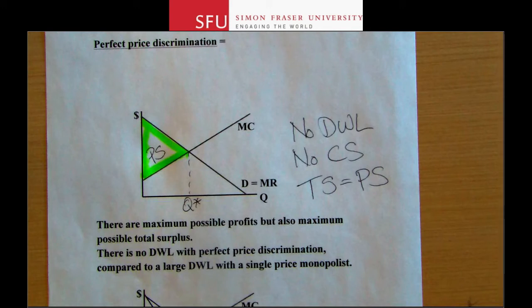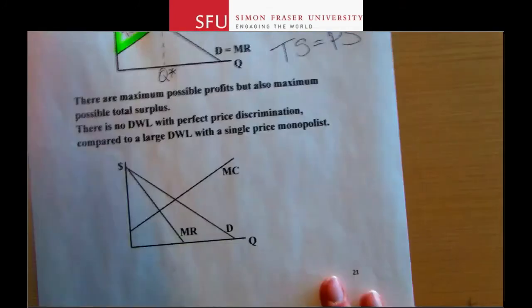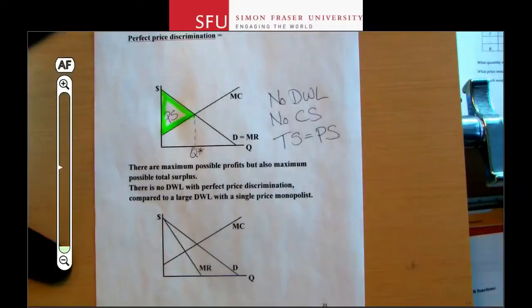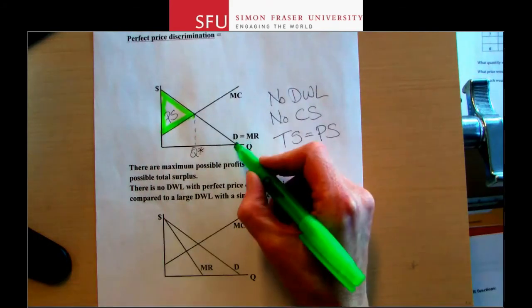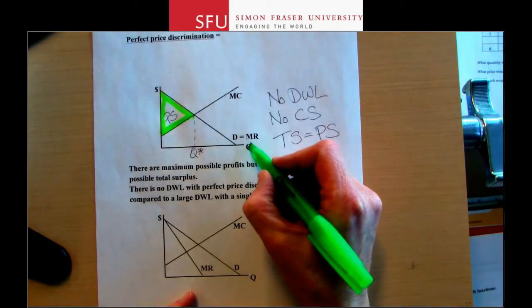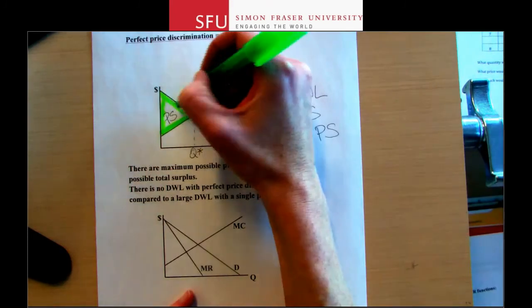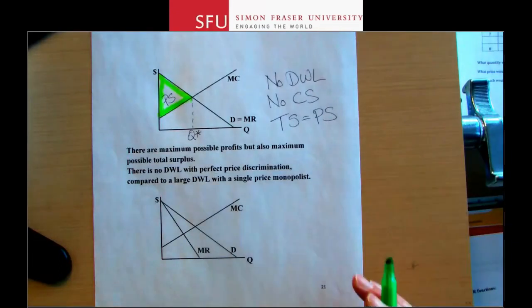Okay, so let's just compare that to the surplus areas for a single price monopolist, which you guys learned about last class. So for a single price monopolist, you have a separate marginal revenue curve. Right here, the demand curve and the marginal revenue curve are the same only because the price is the demand price, which is the marginal revenue, and it will be different at each point along the curve. But for a single price monopolist, they have to charge the same price for everybody.